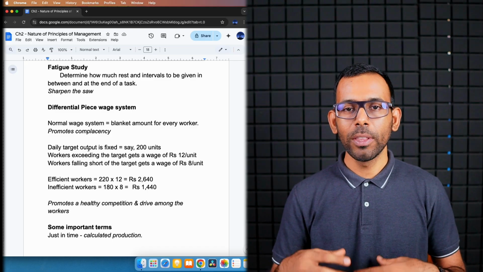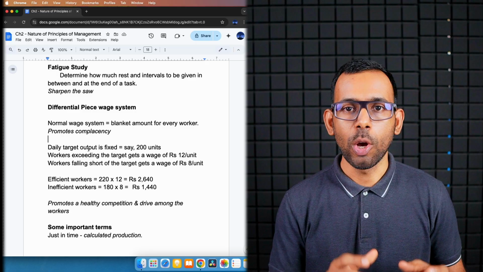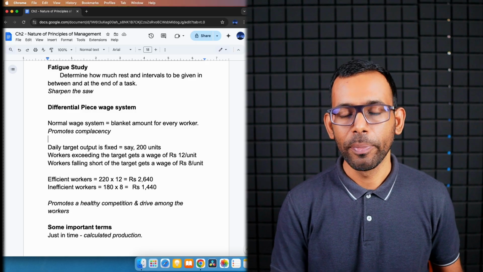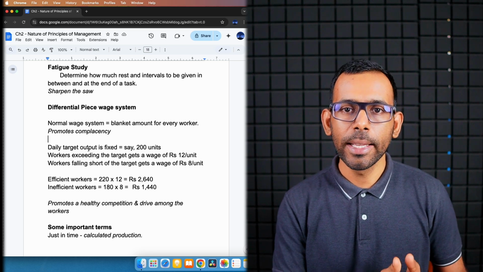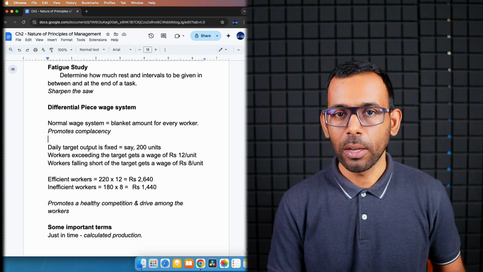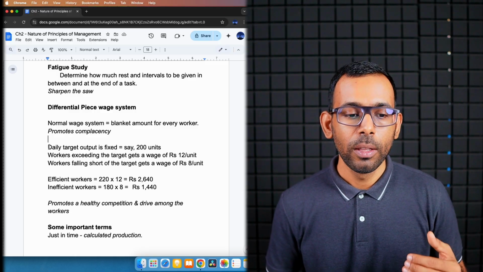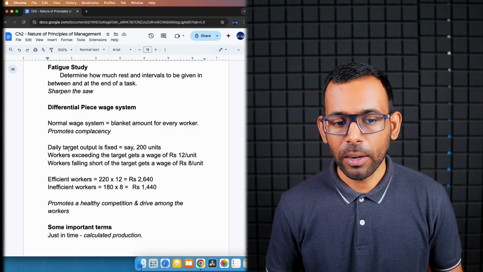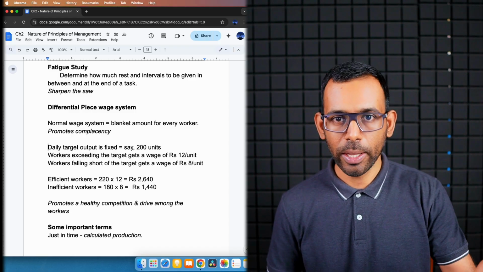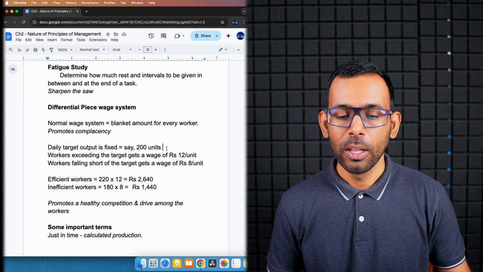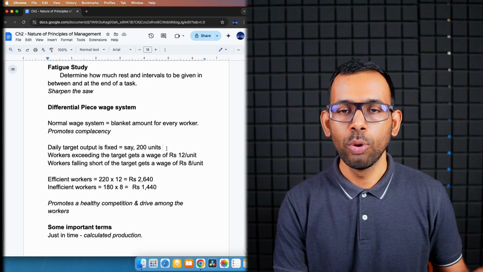So, Taylor came up with an idea to counter this drawback: the concept of the differential piece wage system. According to his theory, he will classify workers into efficient and inefficient. How can he classify people as efficient and inefficient? Taylor says that every factory should have a daily target output fixed. So let's say in your factory you have fixed a target that every worker should produce at least 200 units.